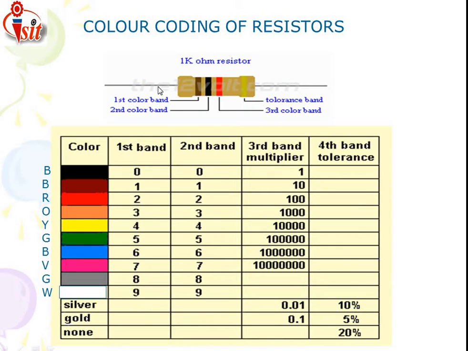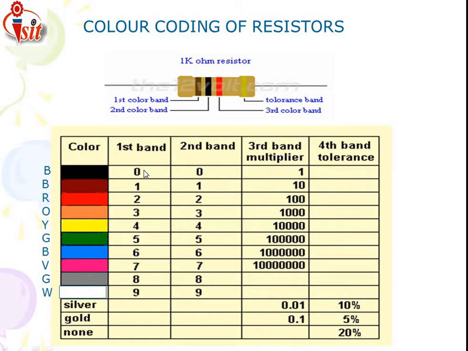Then this is the color coding of the resistor. The first is the first color band, then the second color band, the third band, and the fourth band is related to the tolerance band. The color band range is given over here: black, brown, red, orange, yellow, green, blue, violet, gray and white, and then silver, gold and no color for the tolerance.